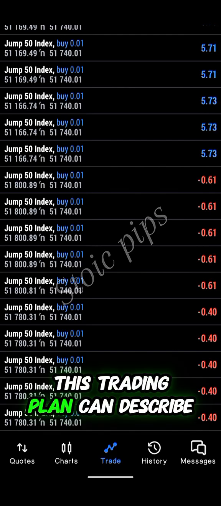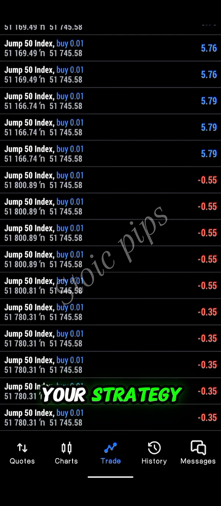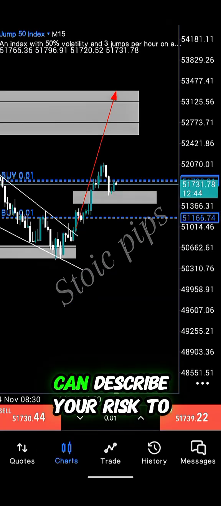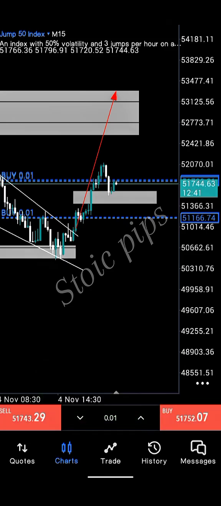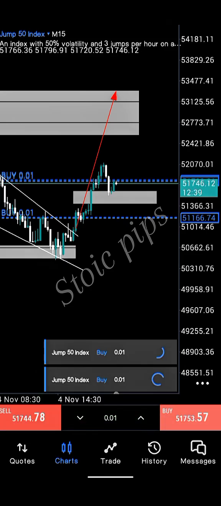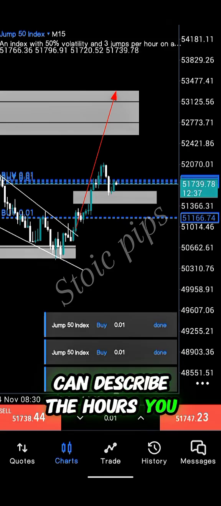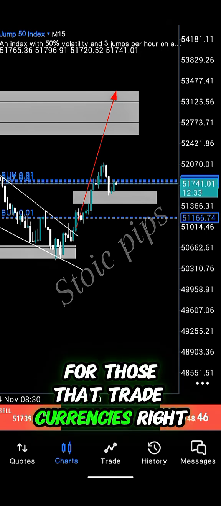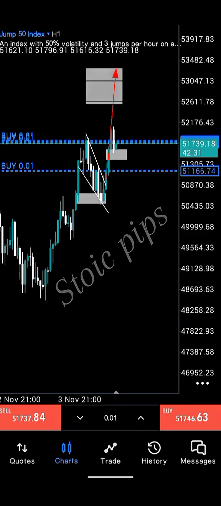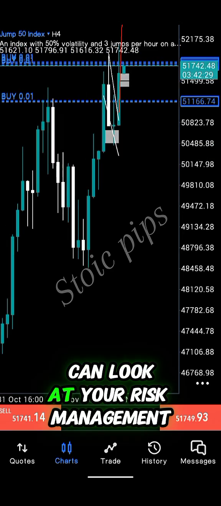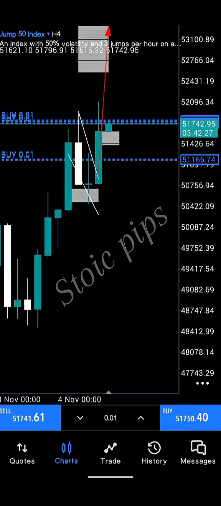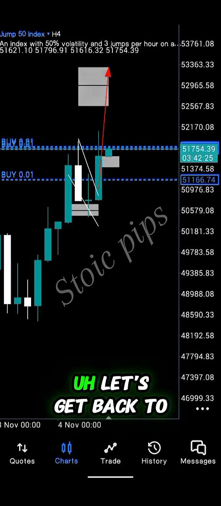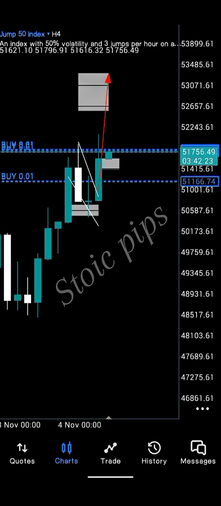This trading plan can describe your strategy, your risk to reward ratio, the hours you trade, or sessions and all of that for those that trade currencies, right? It can look at your risk management. Well, let's get back to our trade.